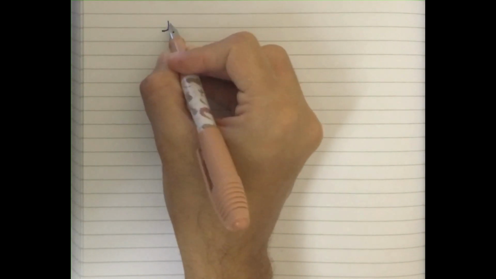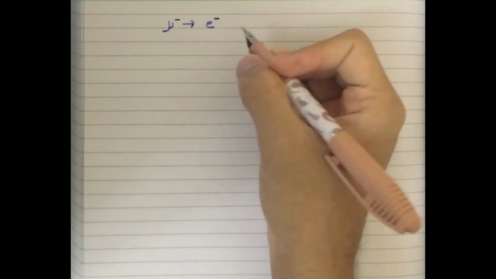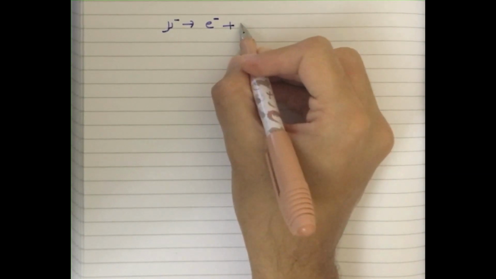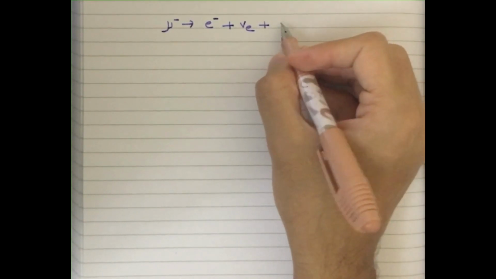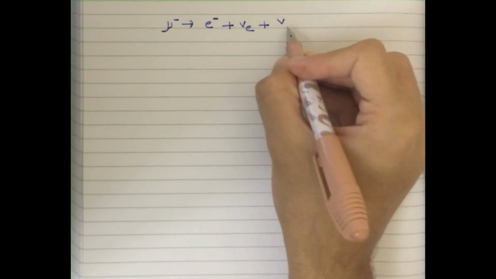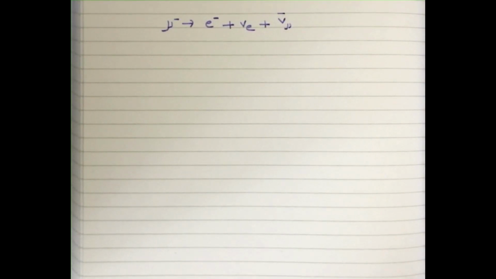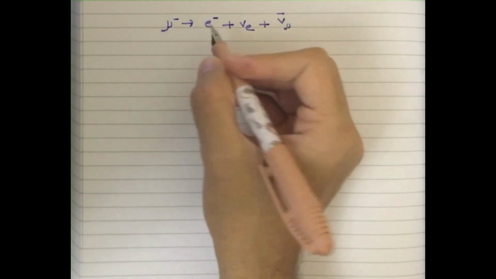So we basically have a negative muon, which decays into a negative electron and an electron neutrino. Then we have an anti-muon neutrino. This is an anti-muon neutrino. So we can compare with either charge or lepton number, but it asks us to consider both charge and lepton number. So first I'm going to do it with charge.